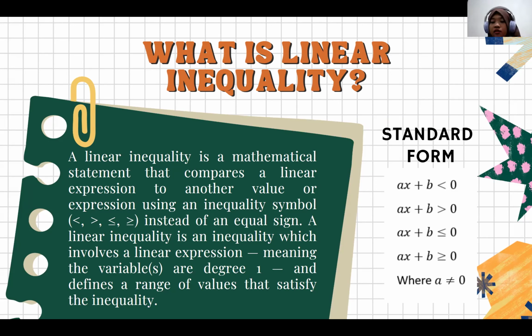So what is the standard form? There are four standard forms of linear inequality. The first one is ax + b less than 0. The second one is ax + b greater than 0. The third one is ax + b less than or equal to 0. And the fourth one is ax + b greater than or equal to 0, where a is not equal to 0.